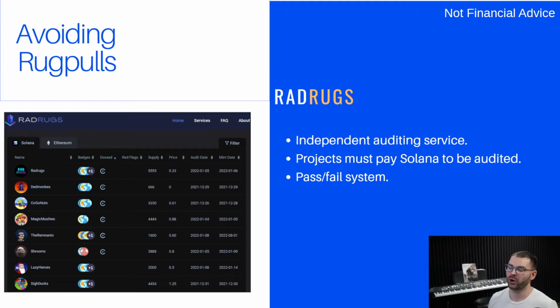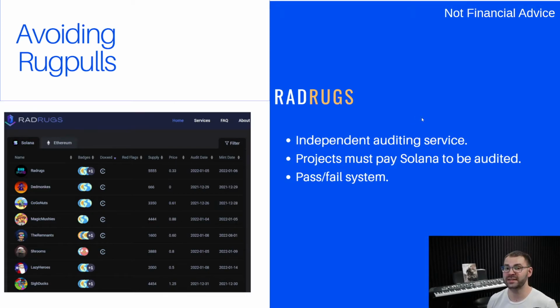Now, there are preventative measures that are starting to become more common. For example, Radrugs, awesome Solana NFT. Shout out to those guys. What they do is they have a startup where new NFT projects pay them for a certification where they go through and they audit, and they get doxxed. They make sure that they're not doing anything fishy. They've got a bunch of criteria that the project has to meet in order to get their certification, and then they get listed on the Radrugs website.